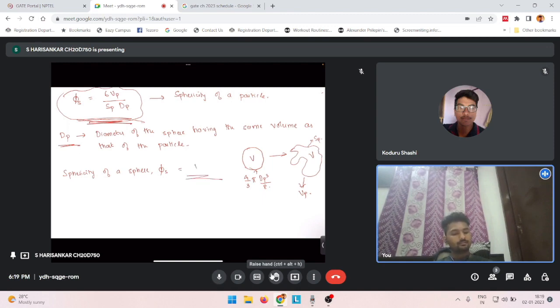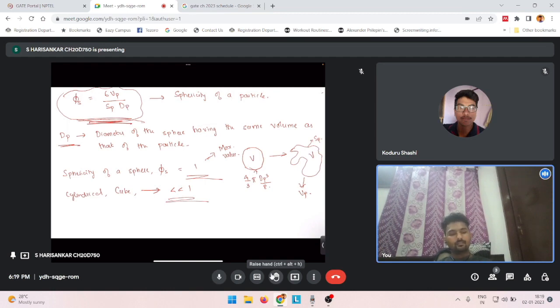And this is normally the maximum value that you can get for sphericity. So basically what this means is a sphere is the most spherical particle that you can find. So the sphericity of a sphere is 1, and for any other shape that you take, whether it is cylindrical or, let's say, a cube, anything, the sphericity will always be less than 1.